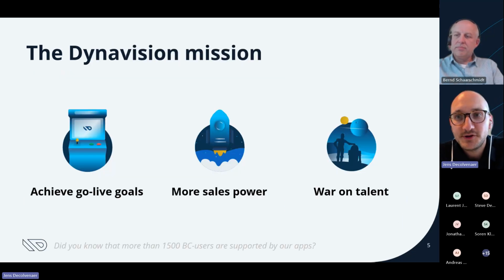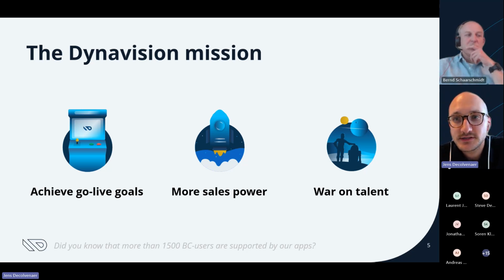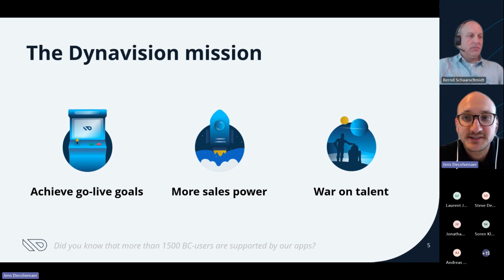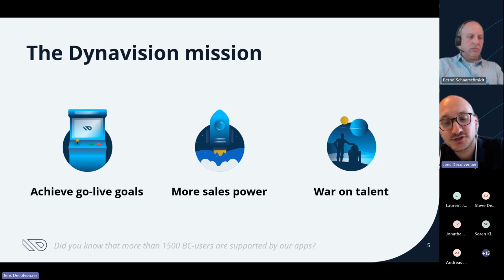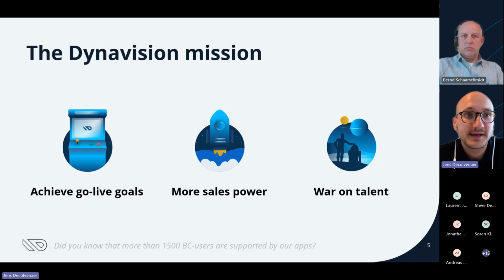Now, why do we do what we do? We want to empower BC partners on 3 different levels. First of all, we want to help partners achieve their go-live goals by reducing the need of customization, which in its turn allows you to deliver your projects faster and in a full SaaS setup. We want to give you more sales power by offering an alternative for customizations with our standard app portfolio, and thus lowering the budgets needed for a BC implementation, while also making sure that you gain a recurring revenue stream.